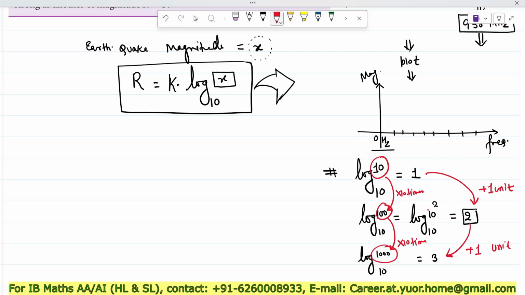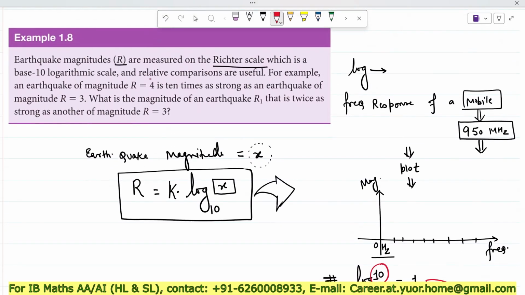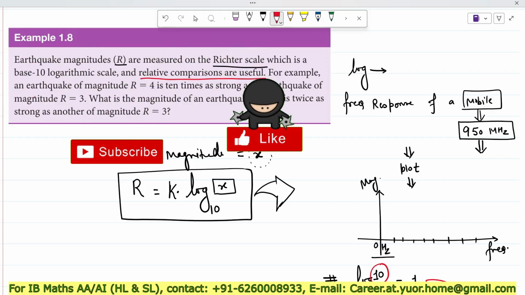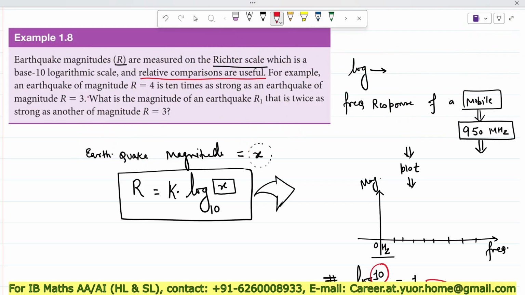Is it okay? Are you getting a little bit? Okay, so now see the same thing. This question is also saying the earthquake magnitude R are measured on the Richter scale, which is a base 10 logarithm scale. Relative comparison are useful. For example, an earthquake of magnitude R equals 4.